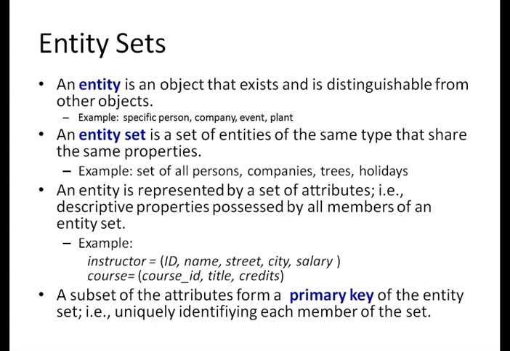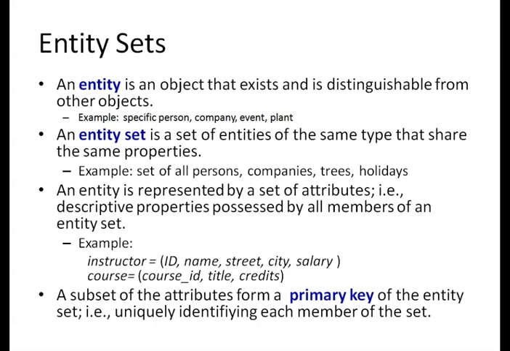Then next is entity set. An entity set is a set of entities which share the same property. It means in a company, employee is the entity set, which has similar properties like employee ID, employee name, salary. This is the entity set, that is, the set of all persons having the same properties, with different entities. Companies have the same properties across the different company entities. So this is known as an entity set. Done. So first entity, second entity set.